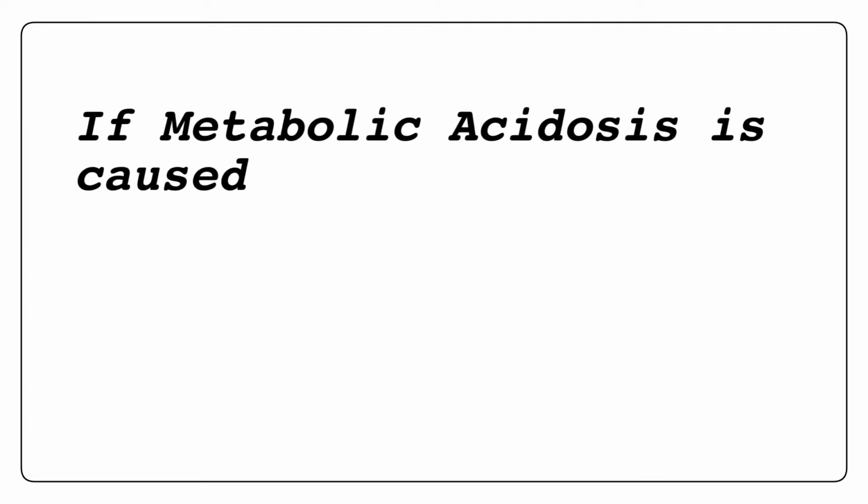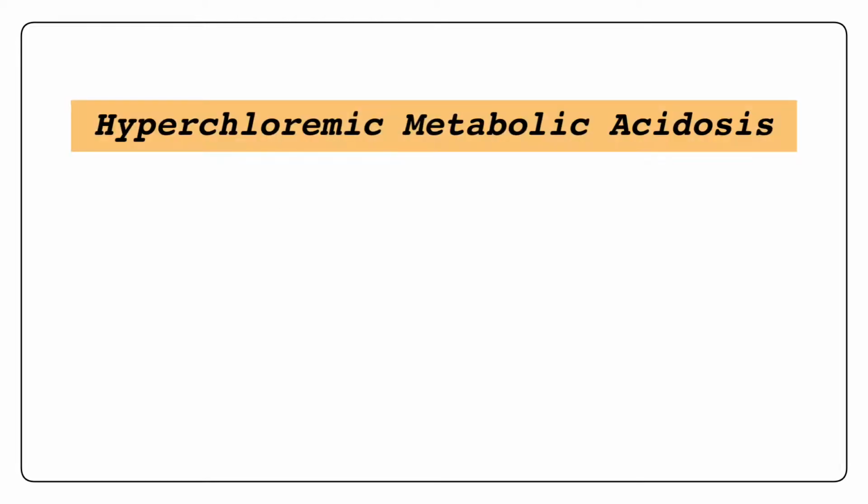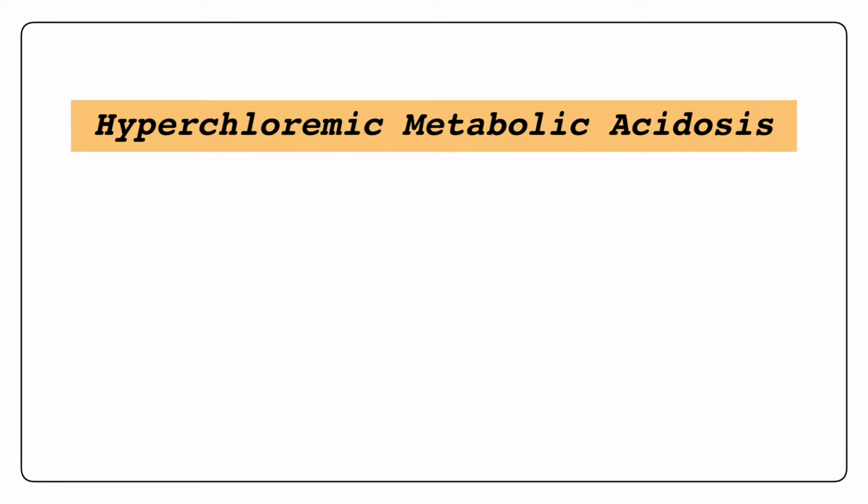On the other hand, if the metabolic acidosis is caused by excessive loss of bicarbonate, like from renal failure or diarrhea, it will have a normal anion gap. And that is called a hyperchloremic metabolic acidosis. This is because when the bicarbonate level decreases or is lost, chloride takes its place. Chloride is increased, that's why it is called hyperchloremic metabolic acidosis, and we must maintain the electron neutrality.